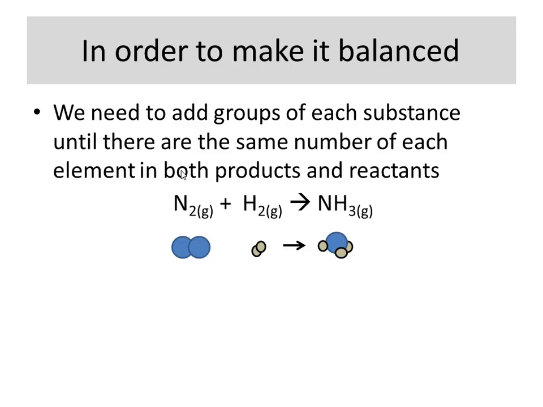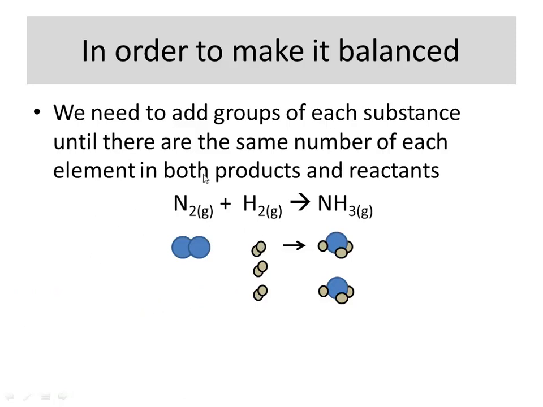So, look up here. Okay. So, we don't have enough nitrogen atoms, so we have to add another group of nitrogen atoms. So make sure we have 2 nitrogen atoms in the reactants and 2 nitrogen atoms in the product. Okay? We have to add another group of hydrogen atoms because we have 6 hydrogen atoms in the products, but only 2 in the reactants. We have to add another group of 2 to get 6.